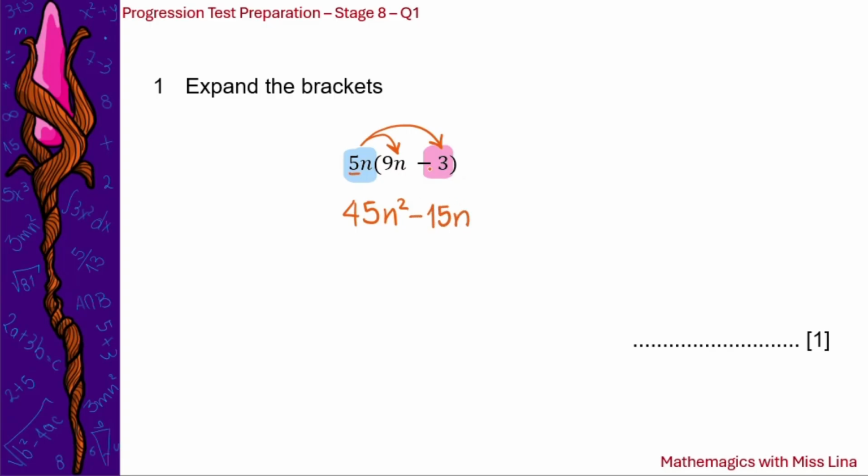Remember, we multiply the numbers, taking into account the sign, and then the variables, but the only one that has a variable is this one, so it's just going to be minus 15n. So the answer would be 45n squared minus 15n. And that's it, you are going to get the mark.